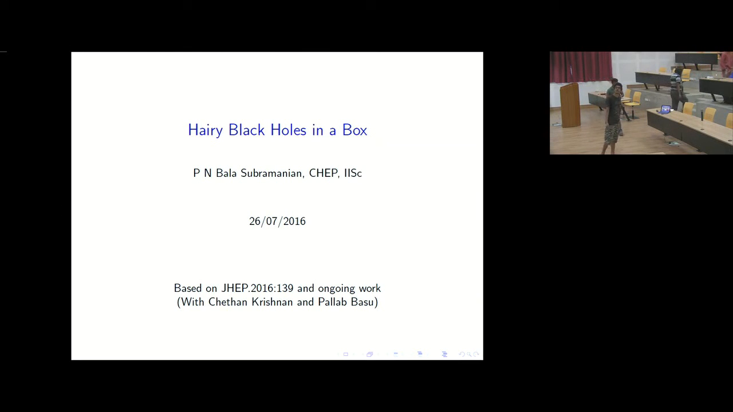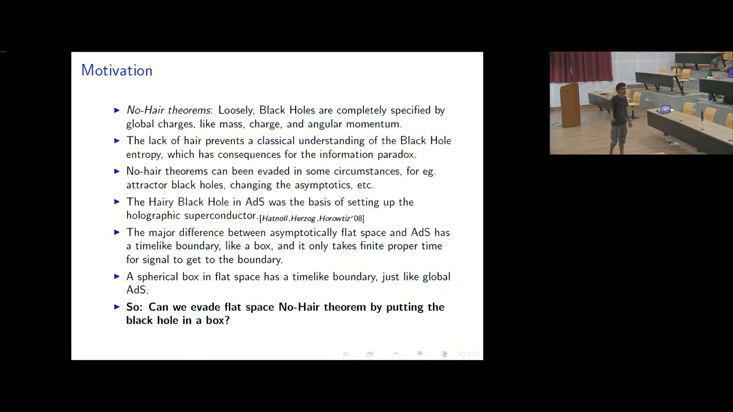So I'll be talking today about hairy black holes in a box. First, let's consider the motivation. The general understanding is that black holes in asymptotically flat spaces are completely specified by mass, charge and angular momentum. This lack of hair has some consequences when defining the information paradox, at least at the classical level. There are many examples of evading no-hair theorems.